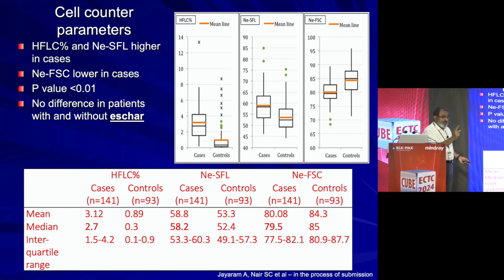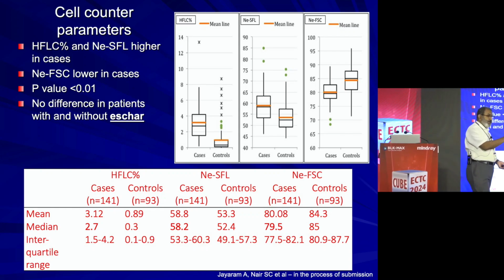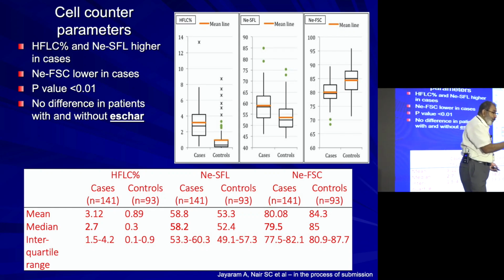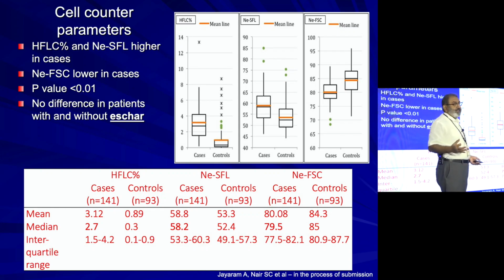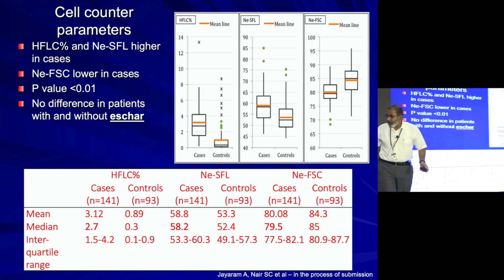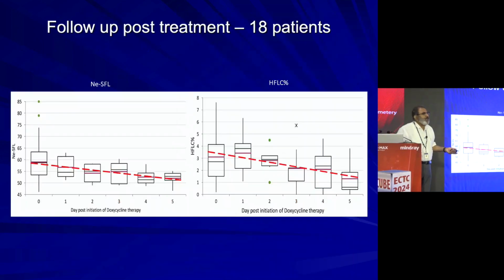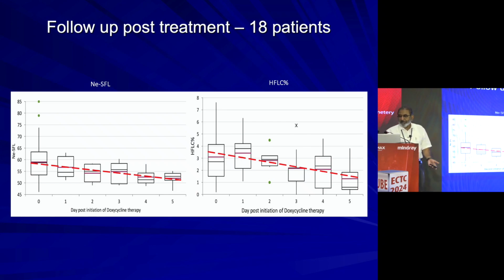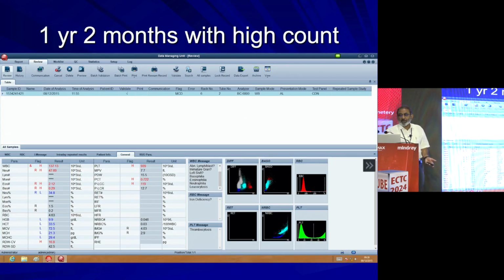And these are the changes in patients with scrub typhus. Not only one change: increased HFLC, increased neutrophil fluorescence, and decreased FSC. And when you start the patient on a simple drug like doxycycline, look at the effect. All these parameters come down. So this is the one, pertussis, sorry, I jumped ahead. I didn't know the sequence of the slides.